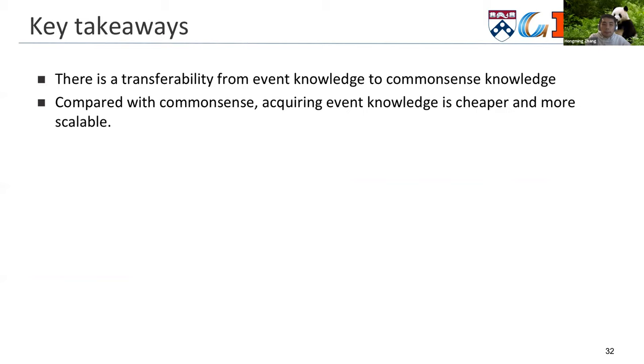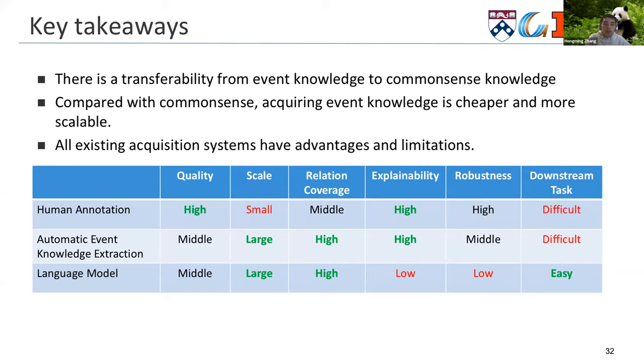So in the first part of my talk, I demonstrated that there is a transferability from event knowledge to common sense knowledge. And after that, I introduced those popular existing event knowledge acquisition approaches to show that, compared with common sense, acquiring those event knowledge is often cheaper and more scalable. And last but not least, there are no perfect acquisition systems and we need to select the most suitable one based on our need. So yeah, there are many pros and cons for different approaches. You can refer to this table. So basically that is all for the first section.